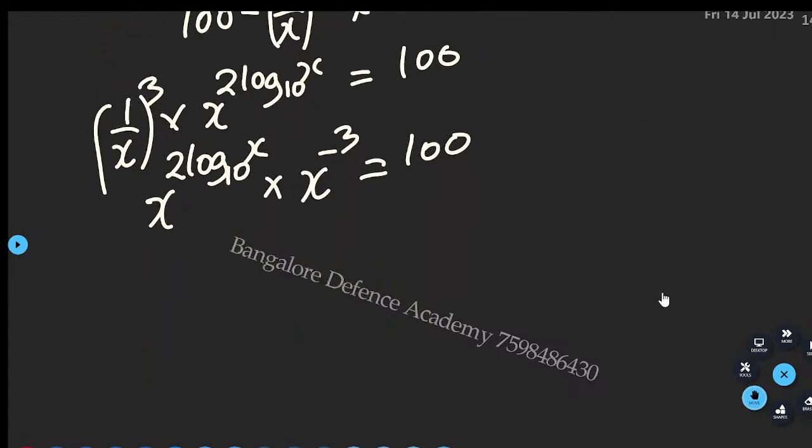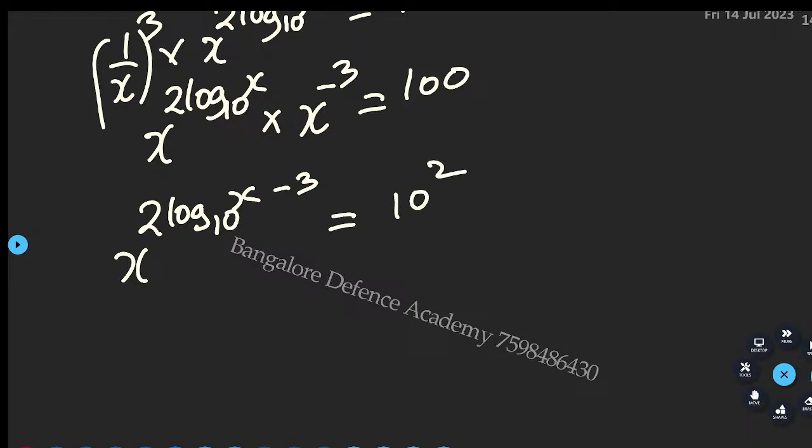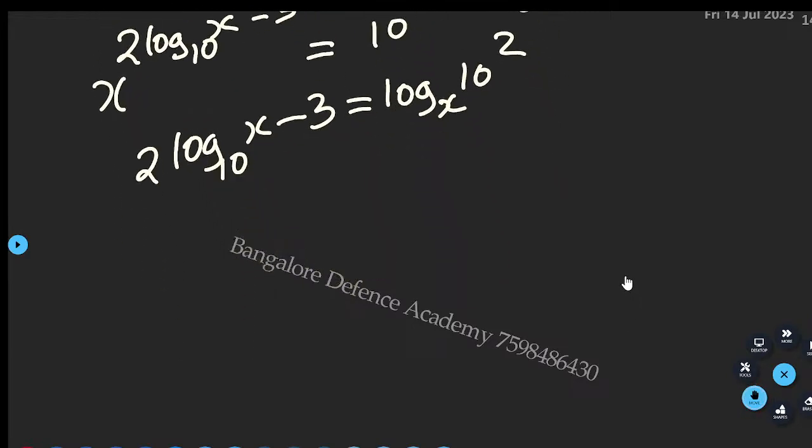Next, what happens? a to the power of m into a to the power of n, what happens? So this becomes x^(2 log x to the base 10 minus 3) is equal to 10 square. Now here it is x, here it is 10 square. If I convert this, I get (2 log x 10 minus 3) is equal to log 10 square x. So this is the most crucial step. This is a log property.